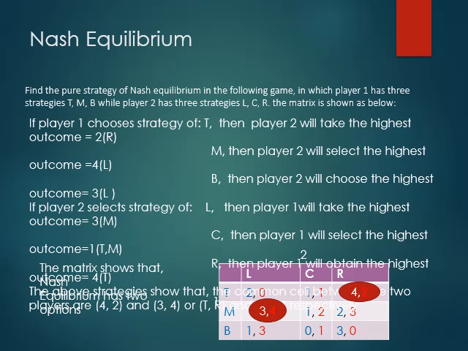Nash equilibrium, new look. Find the pure strategy of Nash equilibrium in the following game, in which player 1 has 3 strategies T, M and P, while player 2 has 3 strategies L, C and R. The matrix is shown as below.